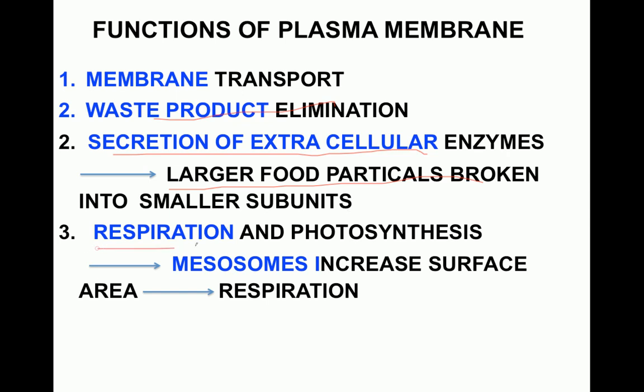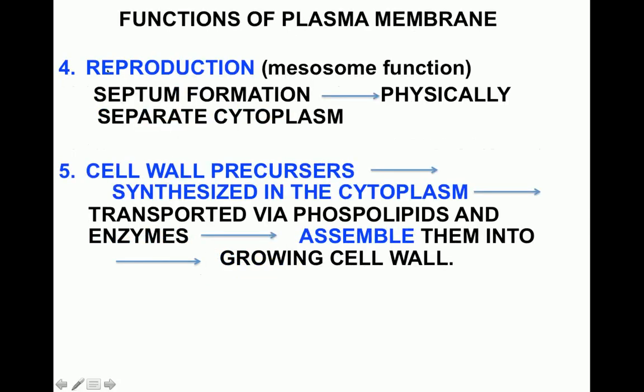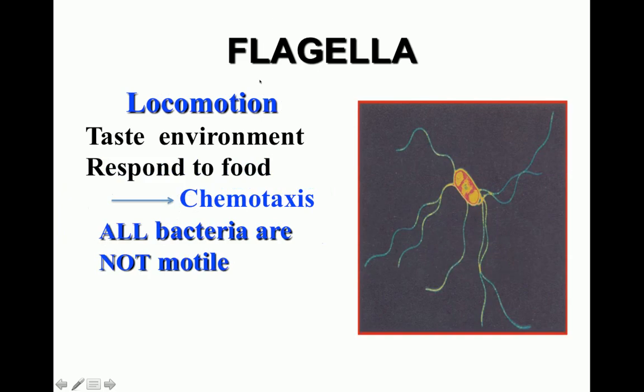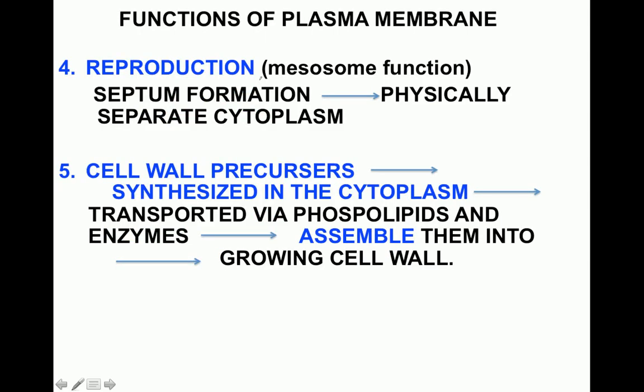Then it is responsible for respiration, and this is specifically brought about by the mesosomes. We discussed in the last lecture that mesosomes are invaginations of the plasma membrane, and their basic function is to increase the surface area. When the surface area of the plasma membrane is increased, it helps in respiration. Reproduction is another function, again of the mesosomes. As the mesosomes move in, they form septa in the cytoplasm, and they physically separate the cytoplasm into two parts during the replication or reproduction of the cell.